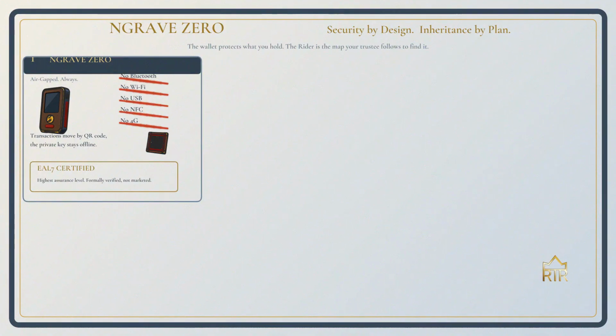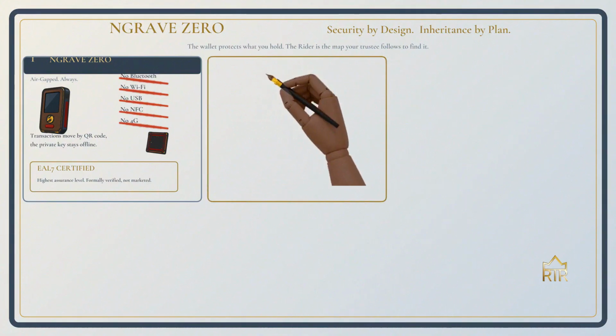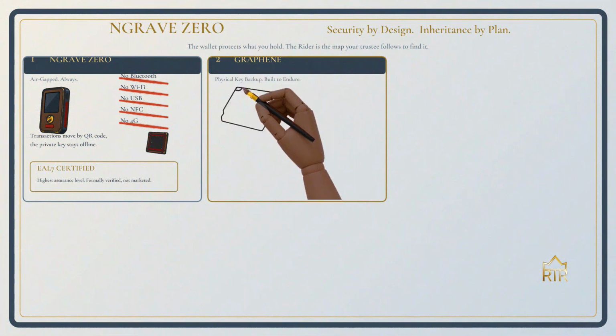Engrave states that it is EAL7 certified. EAL7 refers to the highest evaluation assurance level under the Common Criteria Framework. The security architecture was formally verified and tested, not marketed as secure. Then there's Graphene, Engrave's physical key backup system.